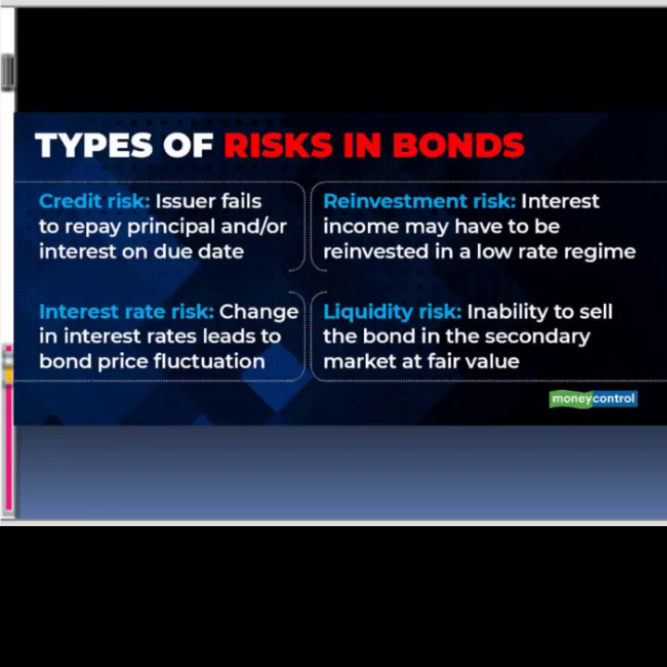So just a small summary, think about this: the types of risks that are in bonds. In the next few videos we will discuss many others, but these are the main ones. So credit risk, which is basically the probability of a default, reinvestment risk, interest rate risk, and liquidity risk.